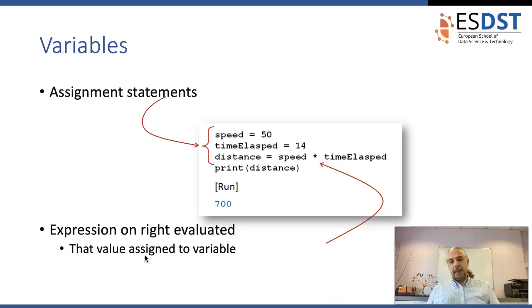So the first three statements here are assignment statements. We have said that we use the equal sign as the assignment operator. Pretty much it assigns a value to a variable. On the third assignment statement here, we have an expression that is evaluated. So firstly, the computation happens between the speed and the time elapsed, and then the result is stored in the variable distance.